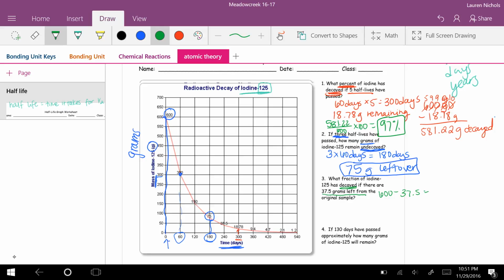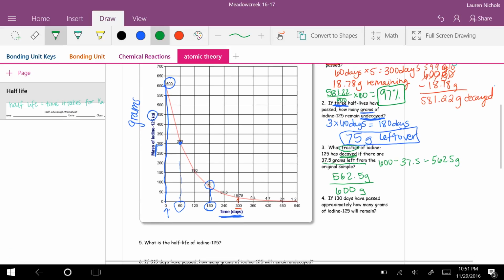So 600 minus 37.5 will give us the 562.5 grams that have left over. And in order to put this in a fraction, we would need to simply put it over the total amount. So 562.5 grams divided by the initial 600 grams, and it is in fraction form exactly the way they asked us for it.